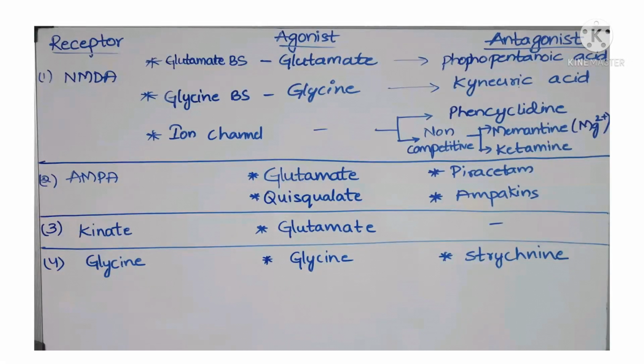Next we'll study GABA and dopamine. Serotonin we will study while studying the autacoids, or otherwise I will be telling the serotonin also.